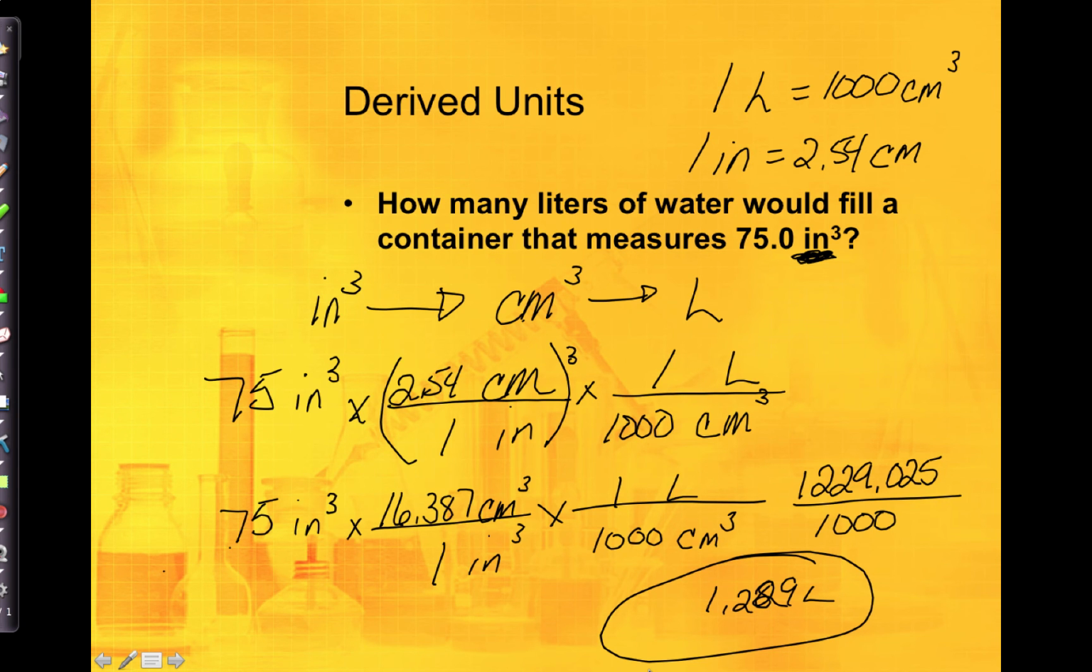All right, so those are like the majority of the problems that you'll see with just involving dimensional analysis. And of course, we'll get into stoichiometry later, which is just another form of dimensional analysis. All right.